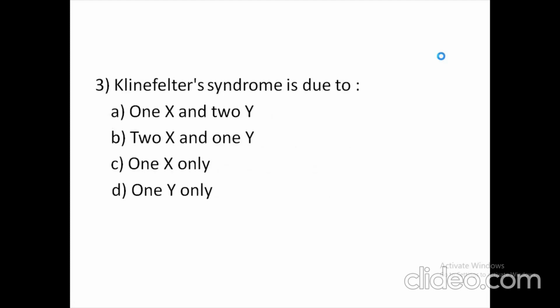Question number 3. Klinefelter's syndrome is caused due to, here the answer is 2X and 1 Y chromosome. Klinefelter syndrome occurs in males. Normally, males have one X chromosome and one Y chromosome. But in Klinefelter syndrome, there is an additional copy of the X chromosome. That is why there are two X chromosomes and one Y chromosome, that is XXY. If there is only one X chromosome, then it is Turner syndrome.